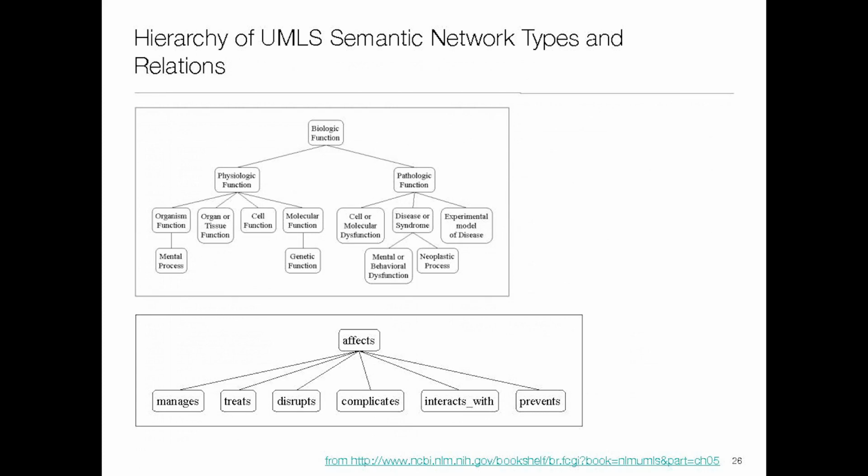And the types are hierarchically organized. So for example, the relations are organized so there's an effects relation which has subrelations, manages, treats, disrupts, complicates, interacts with, or prevents. Something like biological function can be a physiologic function or a pathologic function. And again, each of these has subcategories. So the idea is that each concept, each unique concept, is labeled with at least one of these semantic types, and that helps to identify things when you're looking through the data.